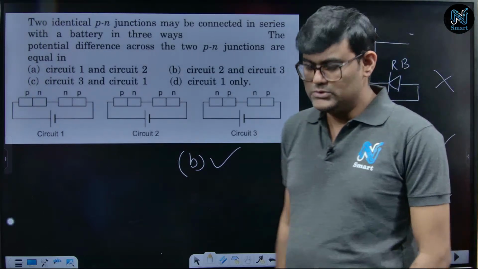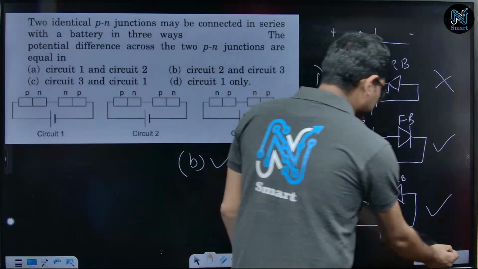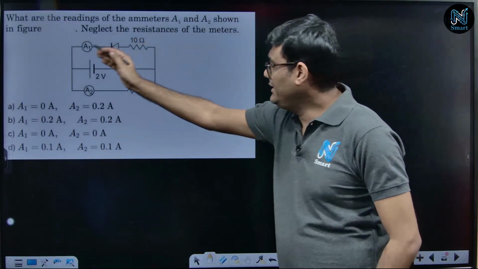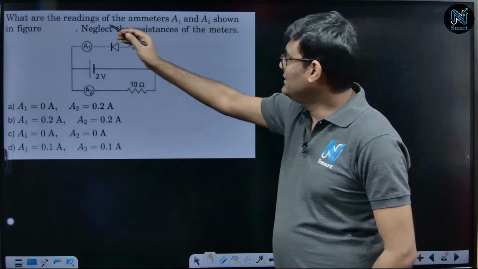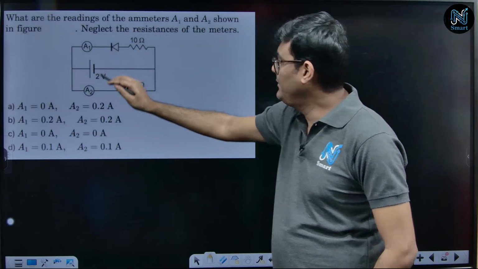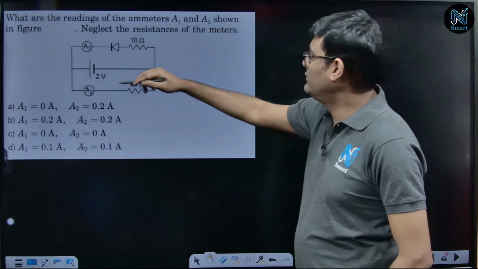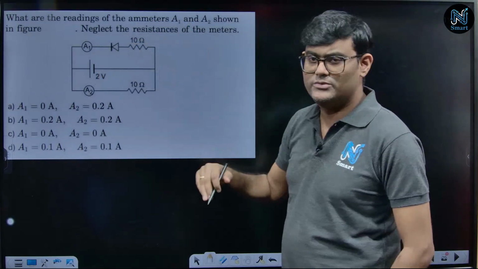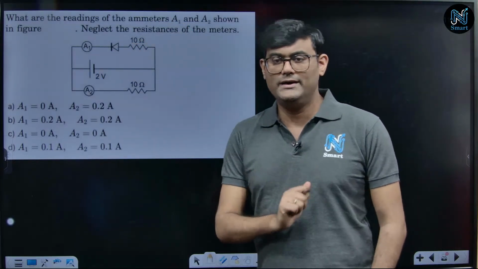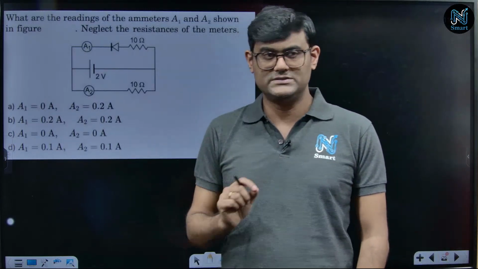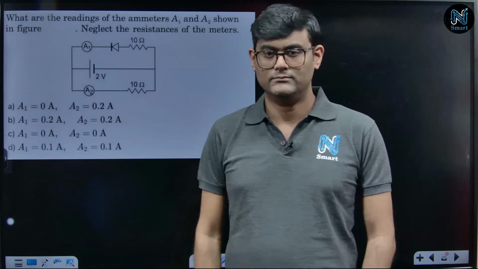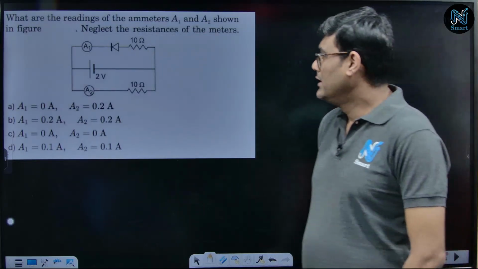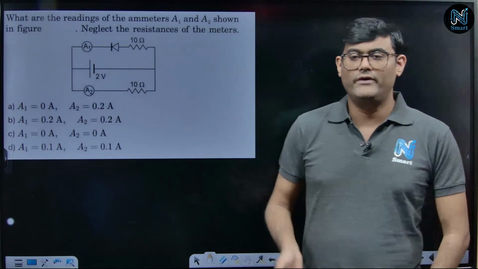Okay, so let's move to our next question. Now in this question, we have a circuit with a diode. What are the readings of ammeter A1 and ammeter A2? Neglect the resistance of the meters. And for this diode, if it is not mentioned what the forward resistance is, I will assume it to be a very ideal diode. So in forward bias this diode offers no resistance, in reverse bias it offers infinite resistance. So can you solve this question? Try for it, I am sure that you will get an answer. I will solve the question after you try.